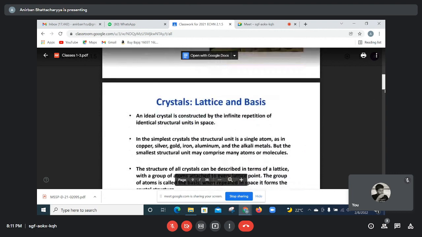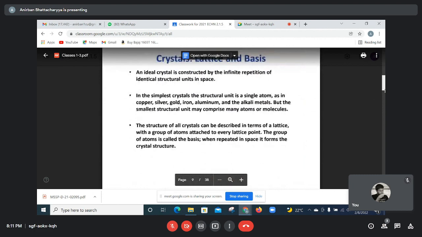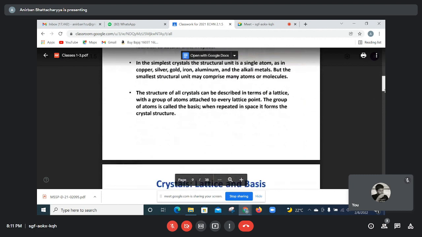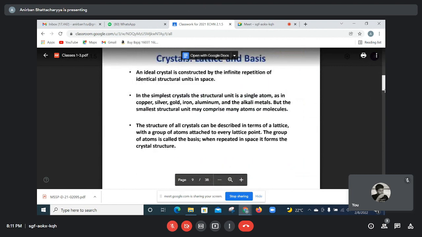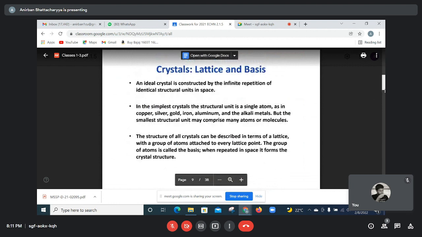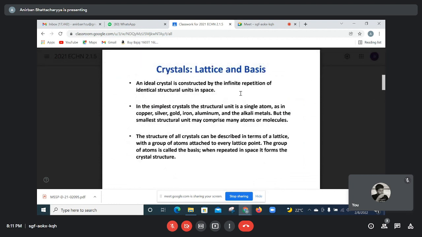The crystal lattice. What is lattice? What is basis? Okay. So this is the description of it, and then we define. So let's see. An ideal crystal is constructed by infinite repetition of identical units in space. Okay. So you take a unit cell and you repeat it in all possible directions to cover the entire space. That is your lattice.